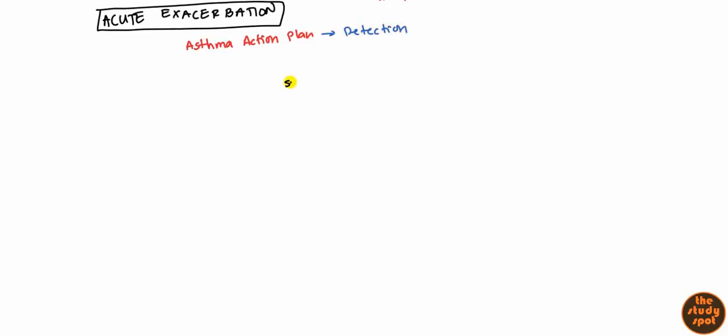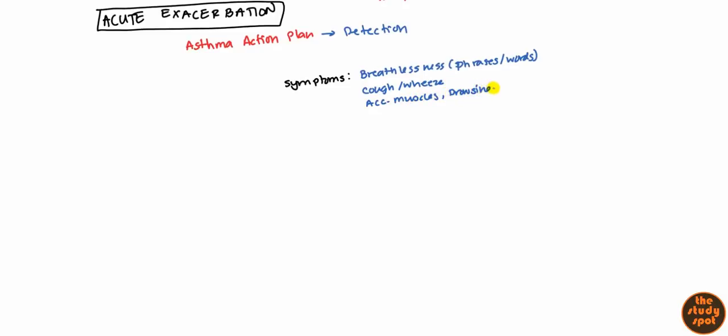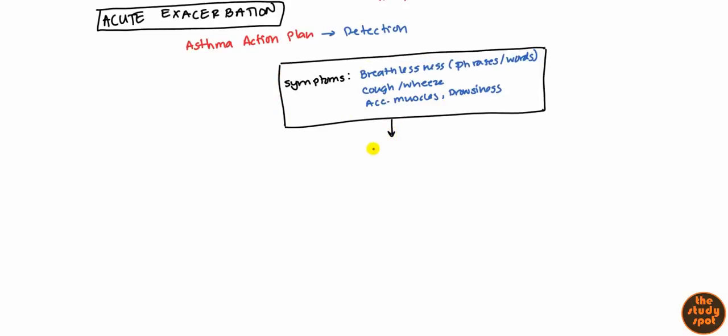And so the way they detect it is by symptoms. So the first thing to do is symptoms. If the patient realizes he's breathless, he's not able to speak, only in phrases and words. Also, if he starts noticing very severe cough, severe wheezing that's going through the entire expiratory or even into inspiratory, if they start using their accessory muscles or they start noticing drowsiness, these are all symptoms that should trigger them to do a peak expiratory flow. So whenever they feel these symptoms, they should do the peak expiratory flow, that small device that I showed earlier.